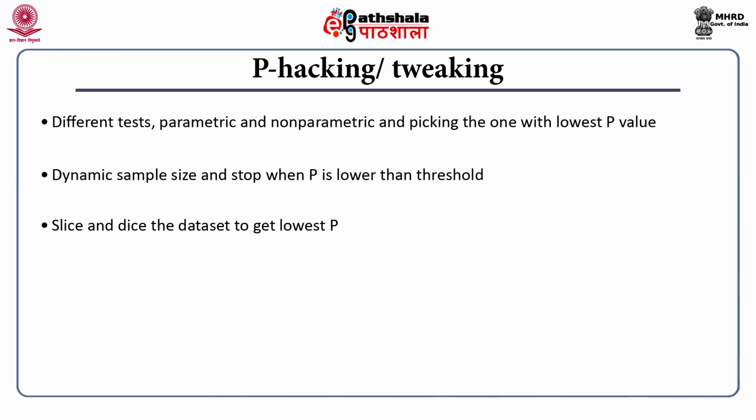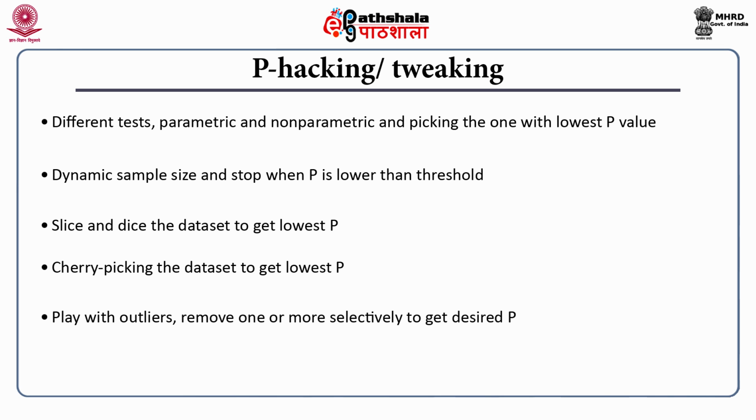Slice and dice the data set to get the lowest p. That is wrong. Cherry picking the data set to get the lowest p. Again, it's wrong. Play with outliers. Remove one or more selectively to get the desired p-value. Again, wrong. All of the above are cheating and constitute scientific misconduct.